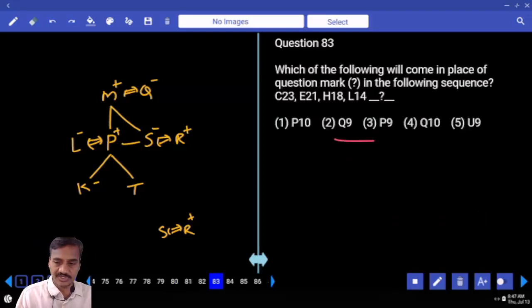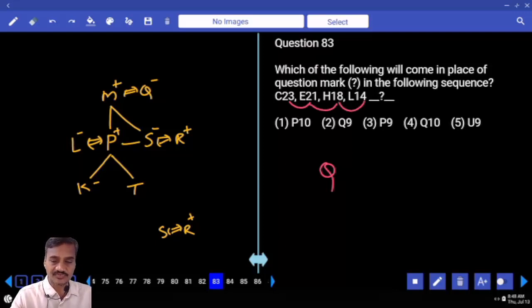Then next one, 83. Now this 83 is based on a combination of letter and number. C, E, H. C and E plus 2 plus 3 plus 4 plus 5. And plus 5 means first element must be Q. And second one, 23 minus 2 minus 3 minus 4 minus 5. Minus 5 is 9. Now Q9 is the choice to question number 80.